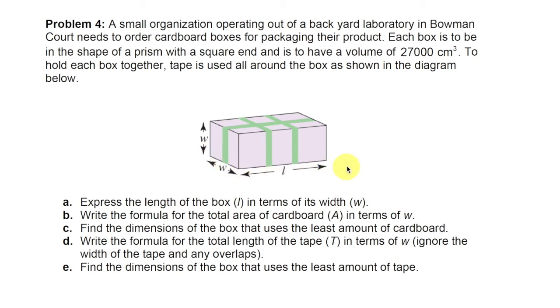Now with the cardboard, to keep everything together, we're going to pack it with tape. And that tape is going to be thrown over the cardboard in this fashion. So along the length, just one beam of tape. And then across the width, you can see that there's 2. All right, A, express the length of the box, L, in terms of W. So we want to come up with an equation that says that L equals such and such in terms of W.